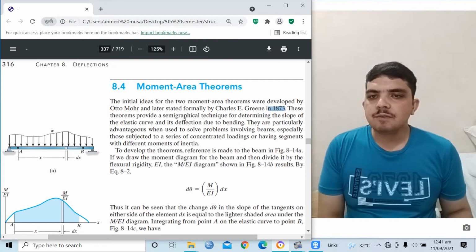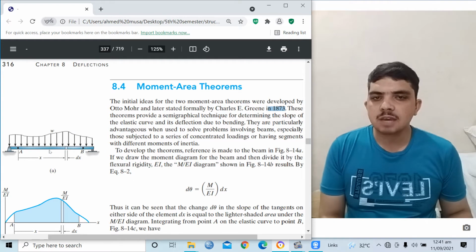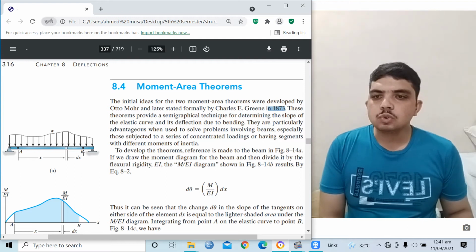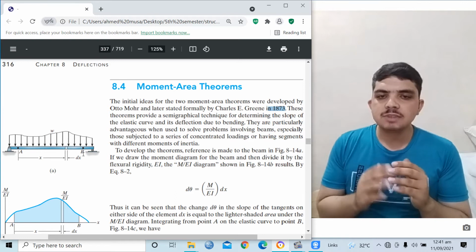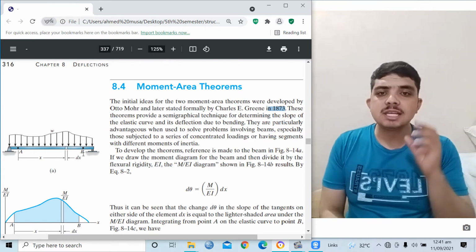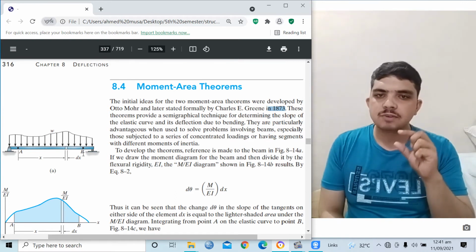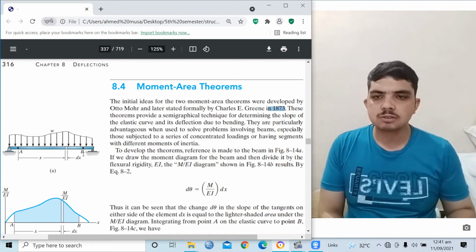If in the question there are different moments of inertia, for example, from support A to the center of the beam the moment of inertia has one value, and from the center to the other support the moment of inertia has a different value, then in this situation the moment area theorem is suitable, and with its help we can easily find the slope and deflection at any particular point.